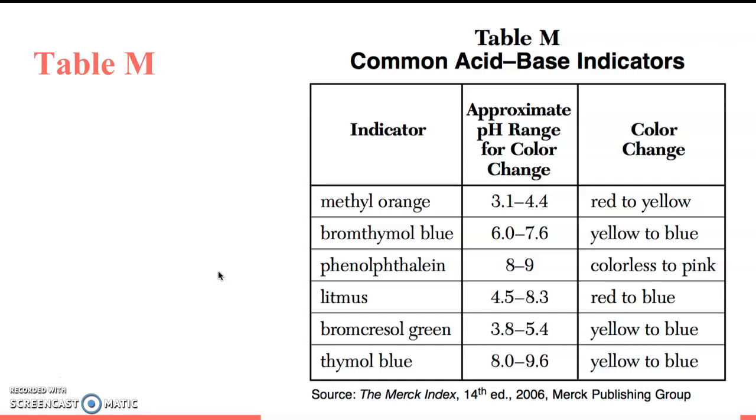So those names are a mouthful, but here we have our indicator. We have the range where it's actually useful and the color change you can expect in that range. I'm going to go to the next slide and show you exactly how to read each line for table M.